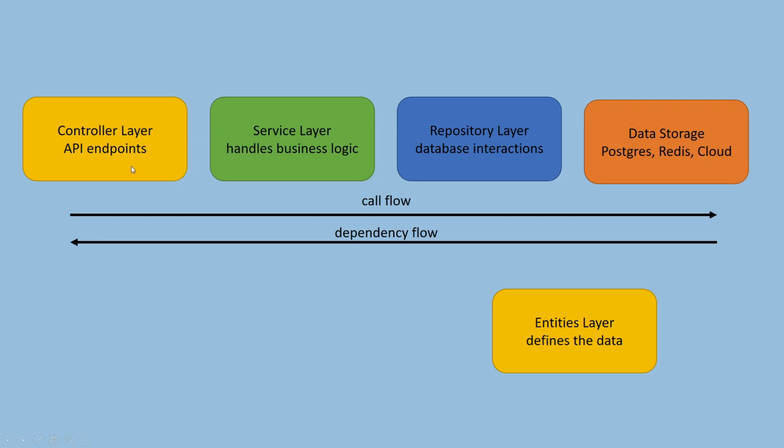As you can see right here, this is the call flow. So our request comes into our API endpoint and travels up to the Postgres instance, and this is our dependency flow. If our data storage instance goes down, everything is compromised.